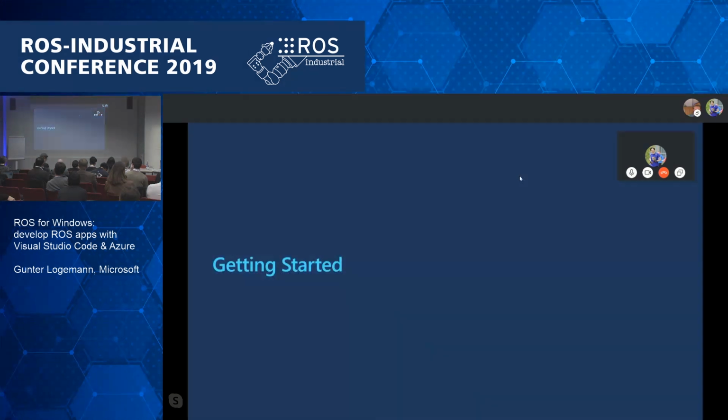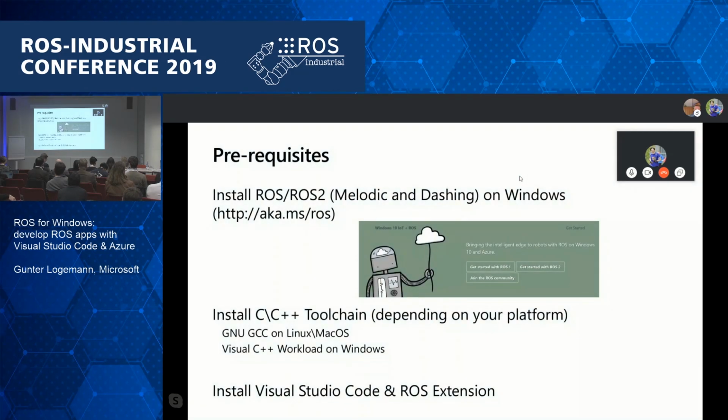Okay, and to make everything very easy, we have a lot of other tools around this. First of all, you can go to our ROS landing page and install either ROS 1 or ROS 2 directly from the website. Of course, you need to install the C++ toolchain, which normally goes through Visual Studio C++. And then you can just install the ROS extension for Visual Studio Code, and then you have a complete environment.